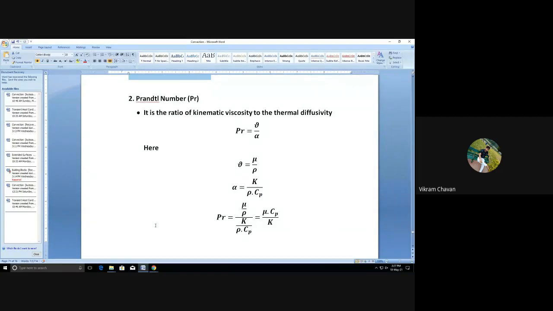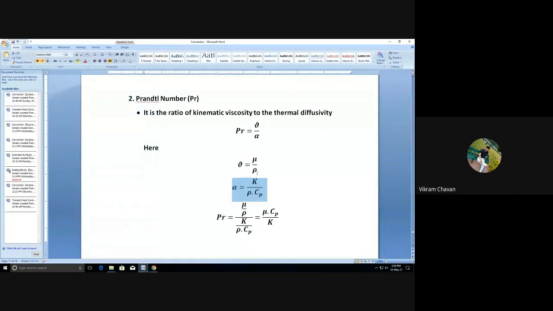Okay, so we are using the nu symbol for the kinematic viscosity. Nu is equal to mu divided by rho, where mu is the dynamic viscosity and rho is the density. Then alpha is nothing but thermal diffusivity, and its formula is K divided by rho Cp. K is the thermal conductivity, rho is the density, and Cp is the specific heat.